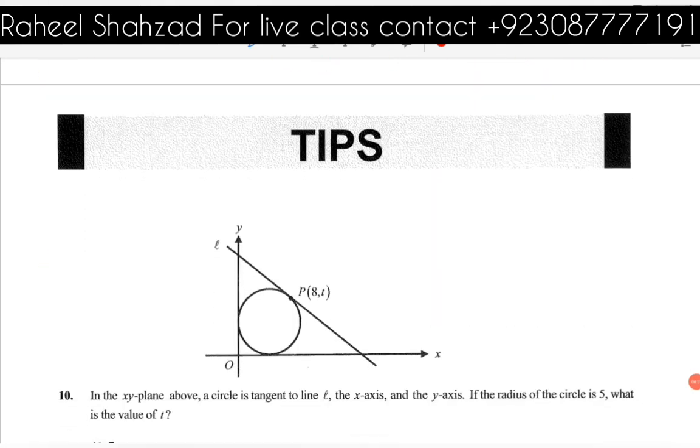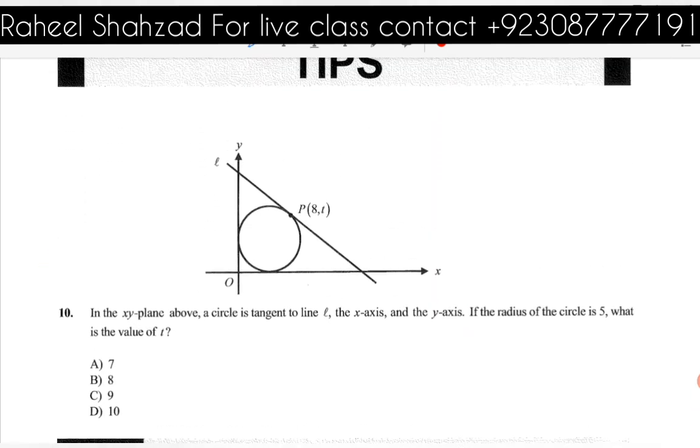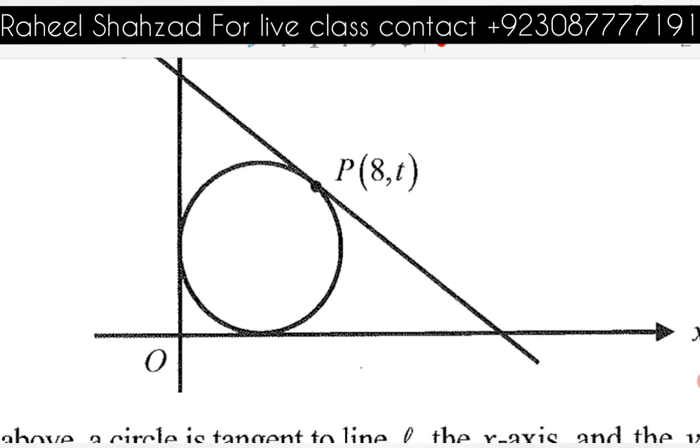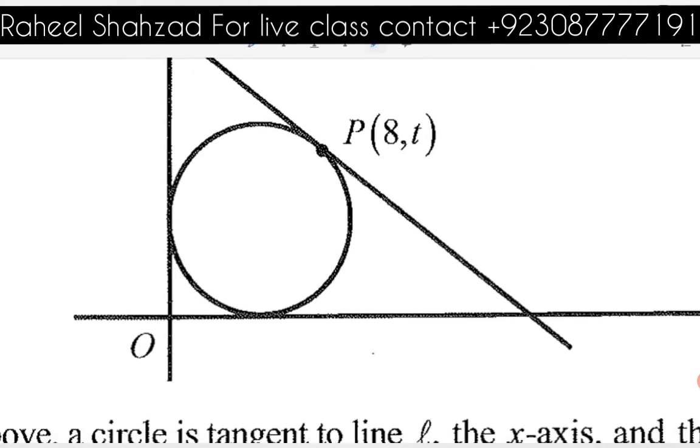Okay, in the next question, here is the question. In the xy plane above, a circle is tangent to the x-axis and the y-axis. If the radius of the circle is 5, what is the value of t? 7, 8, 9 or 10. So in this case, have a look. The only information we have is radius. So this is radius, that is 5. So this is 5, and we can say that this is also 5.